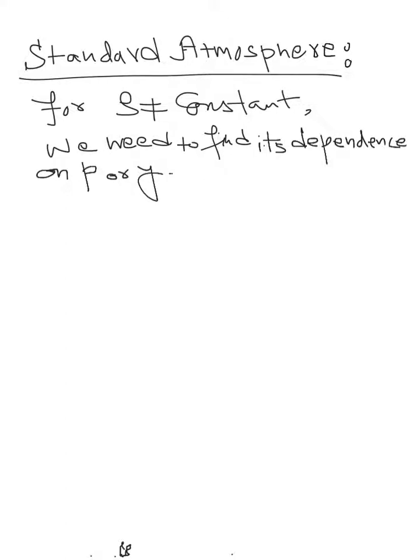Now, in cases when we have a variable density, that is, when density is not constant and varies, in that case we need to find its dependence on pressure or altitude. This is in the category of standard atmosphere, where we will utilize an equation that relates pressure and density, and it is the equation of state that we will use to do that.